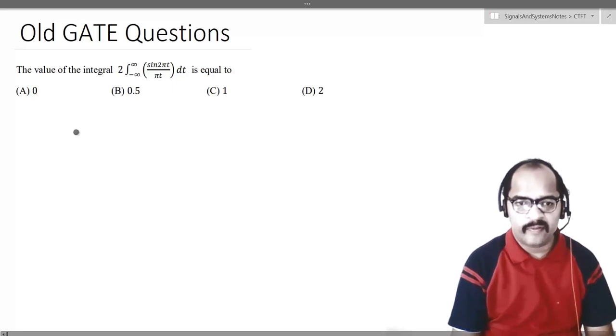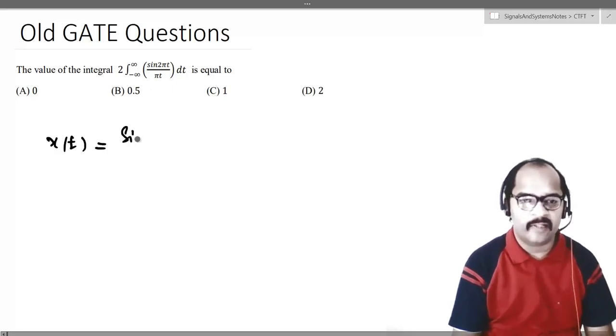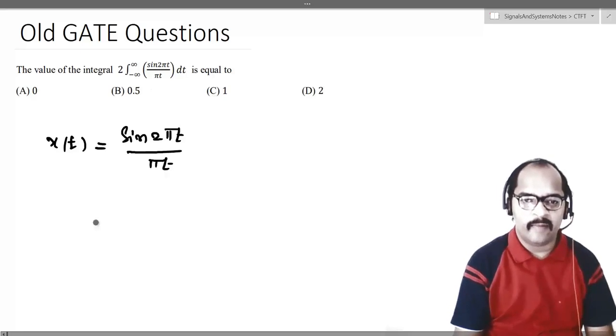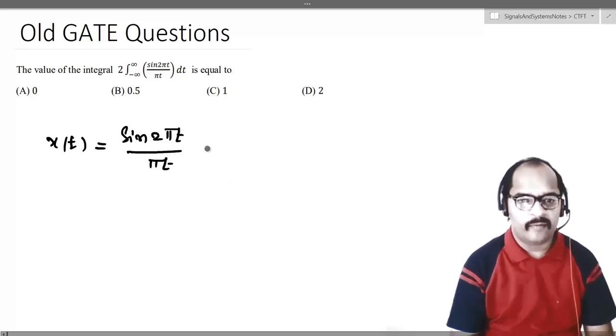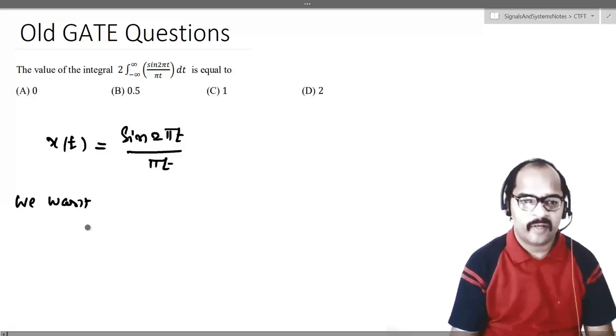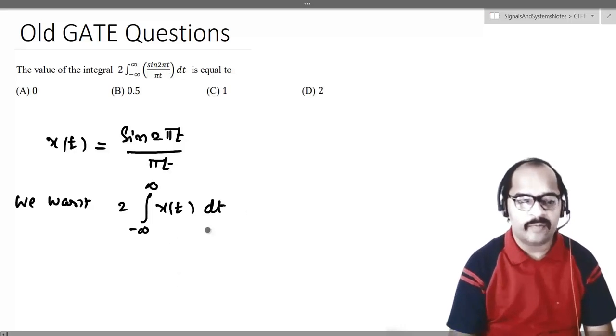We'll take this signal sin(2πt)/(πt) as x(t). So let x(t) equal sin(2πt) divided by πt. So what is the requirement? What do we want? We want 2 times the integral from minus infinity to infinity of x(t) dt. Correct? sin(2πt)/(πt), we assume it to be x(t).